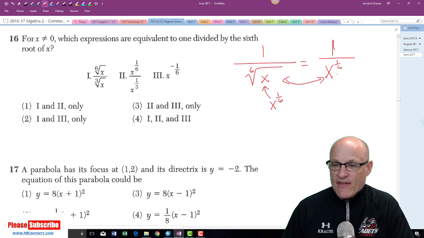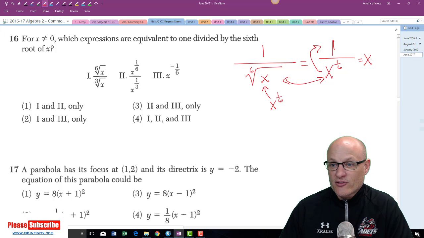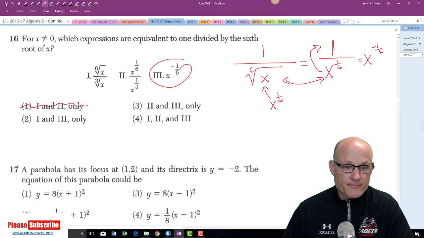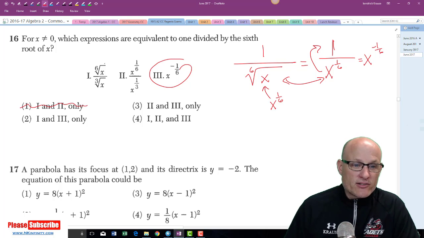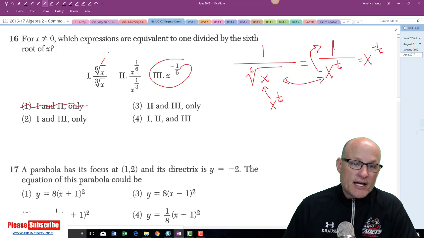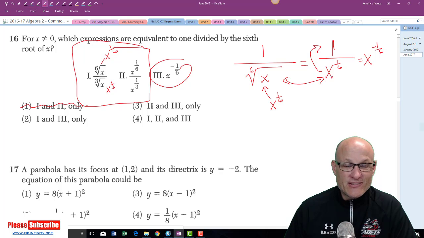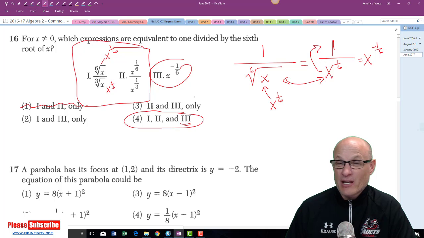So since this is on the denominator, if I bring it to the numerator, remember it gets a sign change. So this is really x to the negative 1/6. So choice 3 works. So it can't be this one. Now, okay, now let's look and see what this is. This is really x to the 1/6. Now if that's x to the 1/6, this is x to the 1/3. Well, that means these two things are exactly the same. And since 3 works, and these two things are exactly the same, it has to be choice 4. But let me show you why.